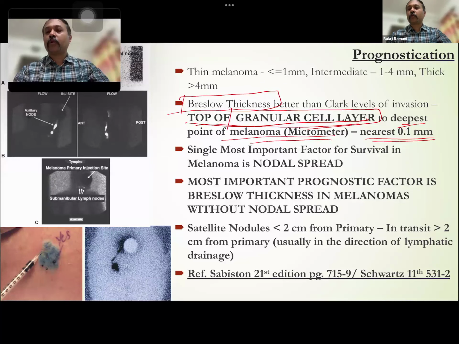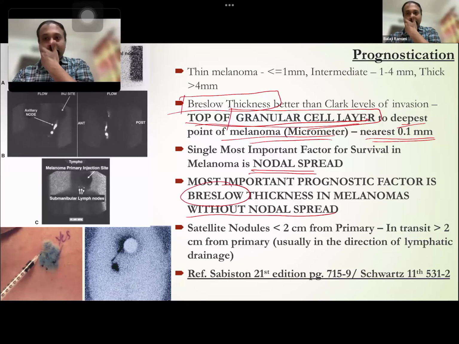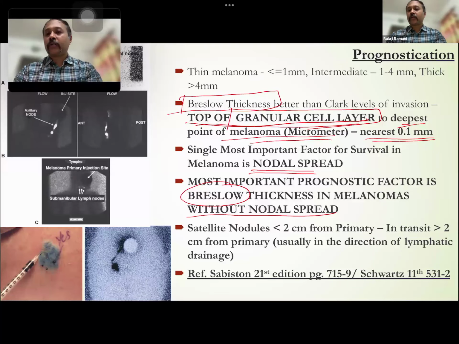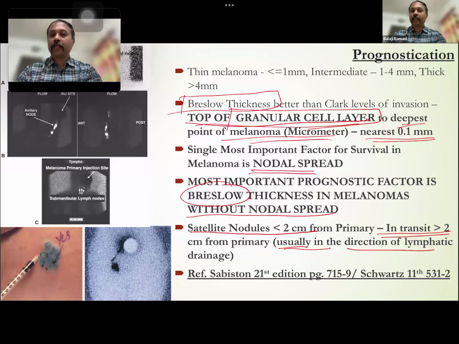The single most important factor for survival is your nodal disease. And the most important prognostic factor in the absence of nodal spread is going to be your Breslow thickness, as measured from the top of the granular cell layer. And as you already mentioned, satellite nodules are less than 2 centimeters and in-transit metastases are greater than 2 centimeters, usually in the direction of the lymphatic drainage. They can be present in other areas also.